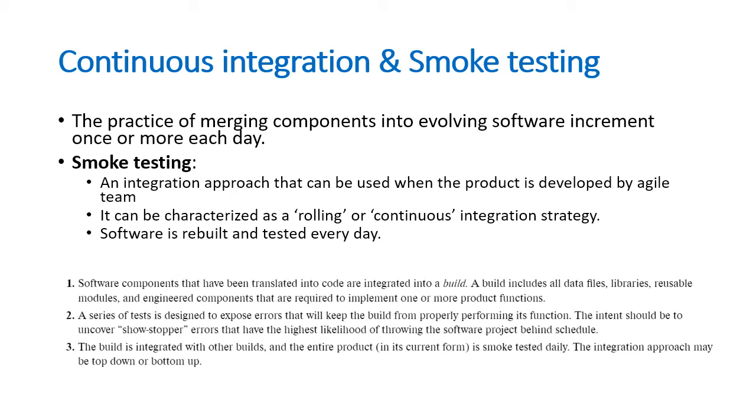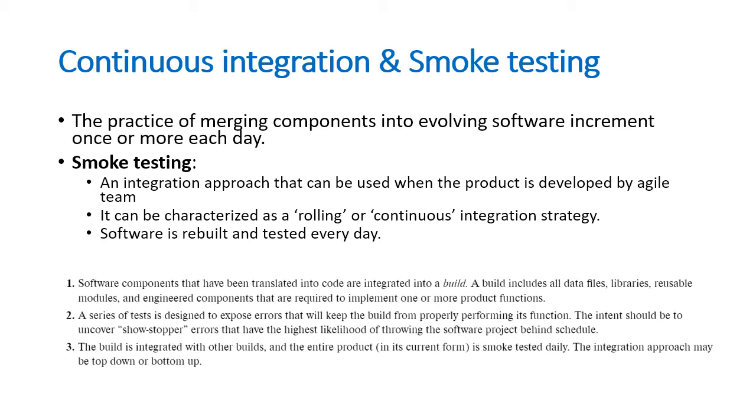Every small improvement and so on is tested every day. And one subsection of continuous integration is called smoke testing. So this approach can be used when the product is developed normally by the agile team. So smoke testing, the continuous integration approach, and so on, this is very much valued by the agile team. It can be characterized as a rolling or continuous integration strategy.